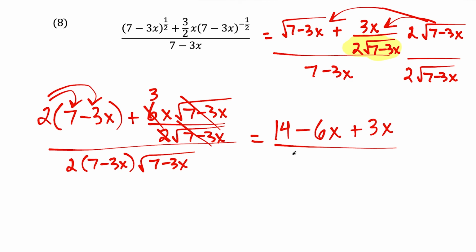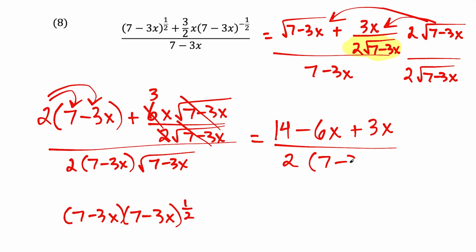And this is all over 2 times. And for this part, what we could do is we could say, just like before, that this is 7 minus 3x times 7 minus 3x to the half. So why don't we just go ahead and combine them into a single term here. So we're going to have 7 minus 3x to the 1 plus a half is 3 over 2.